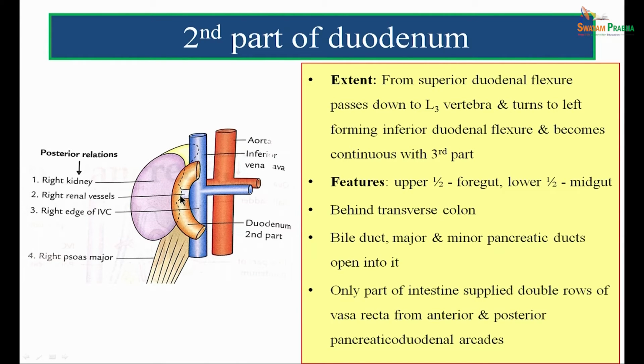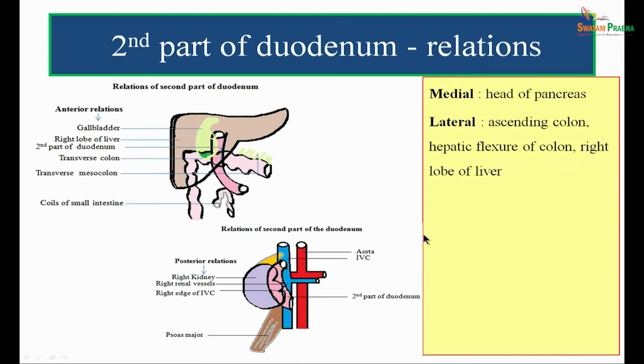The bile duct and the major and minor pancreatic ducts will be opening into the interior of the second part of the duodenum. This is the only part of the intestine which is supplied by two rows of vasa arising from the anterior and posterior pancreatico-duodenal arcades. So, these are the special features of the second part of the duodenum.